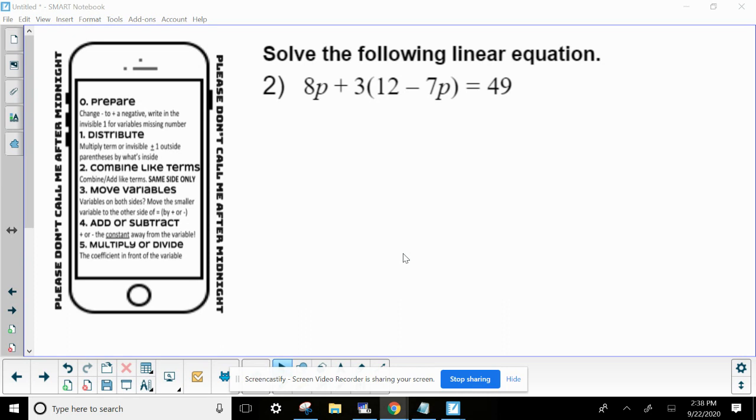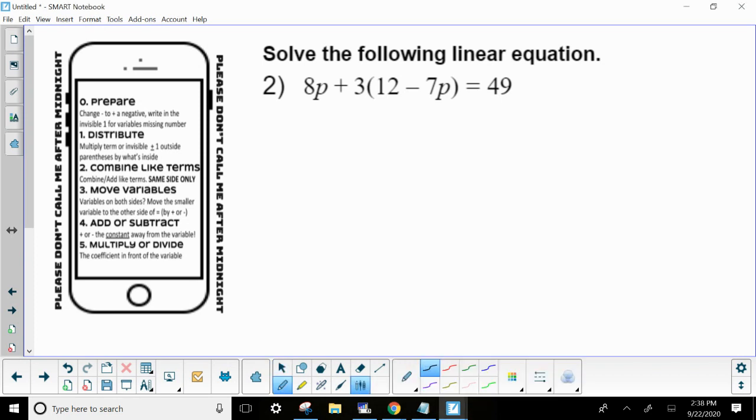You'll see on the screen we already have our "please don't call after midnight": prepare, distribute, combine like terms, move variables, add or subtract, multiply. We are always going to start with our prepare. First thing I'm going to do is rewrite the problem so I get more space to work: 8p plus 3 times 12 minus 7p equals 49.